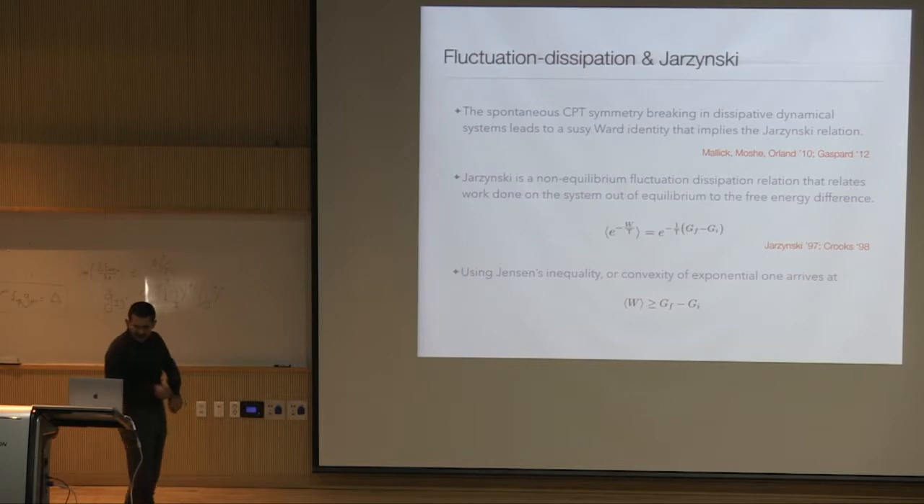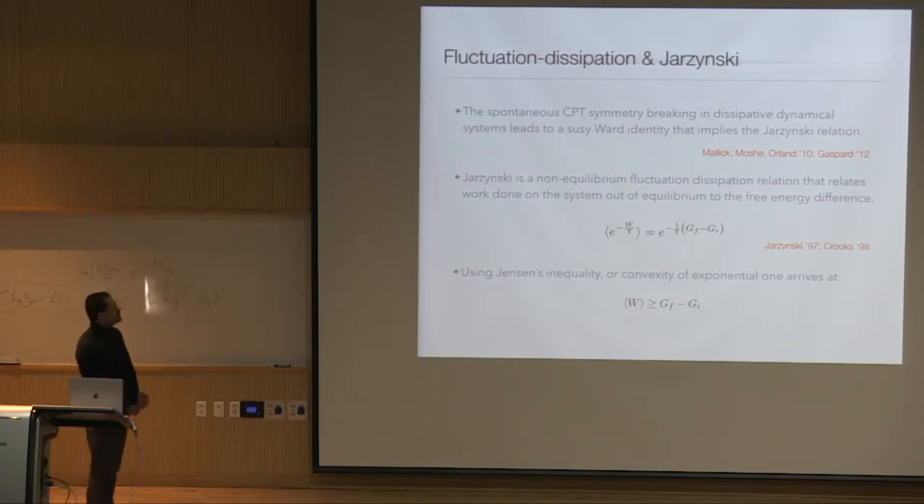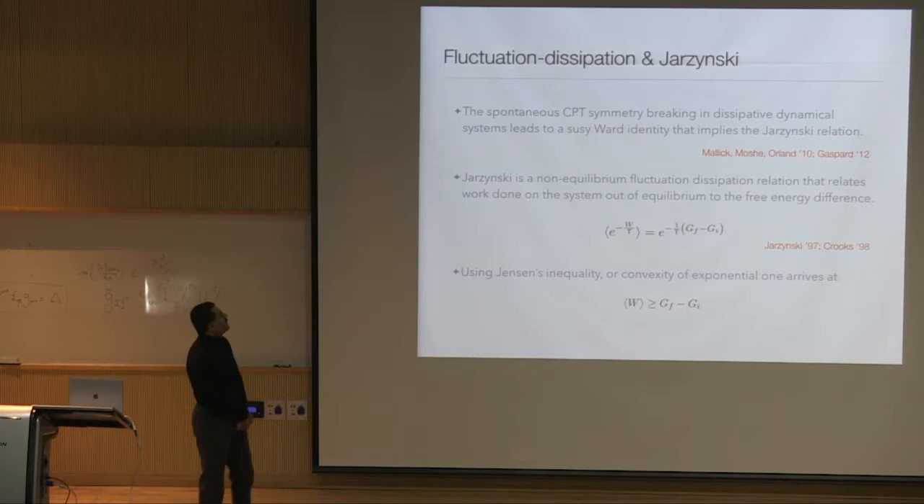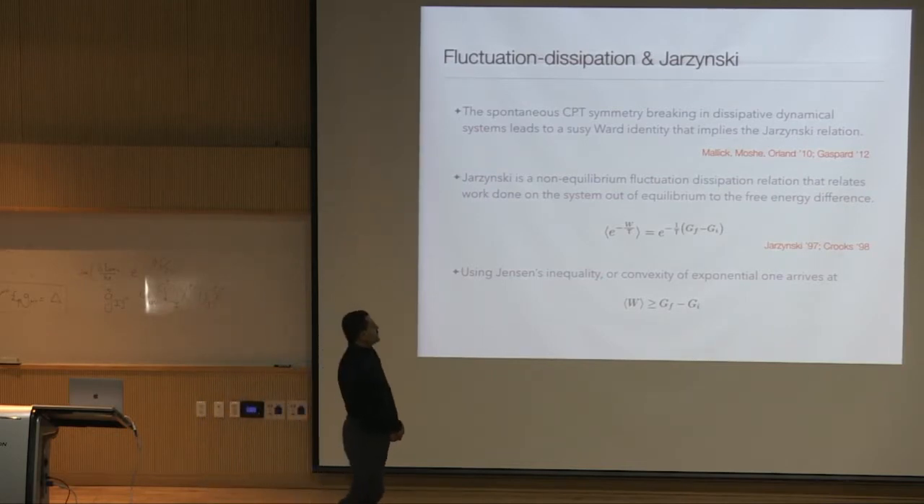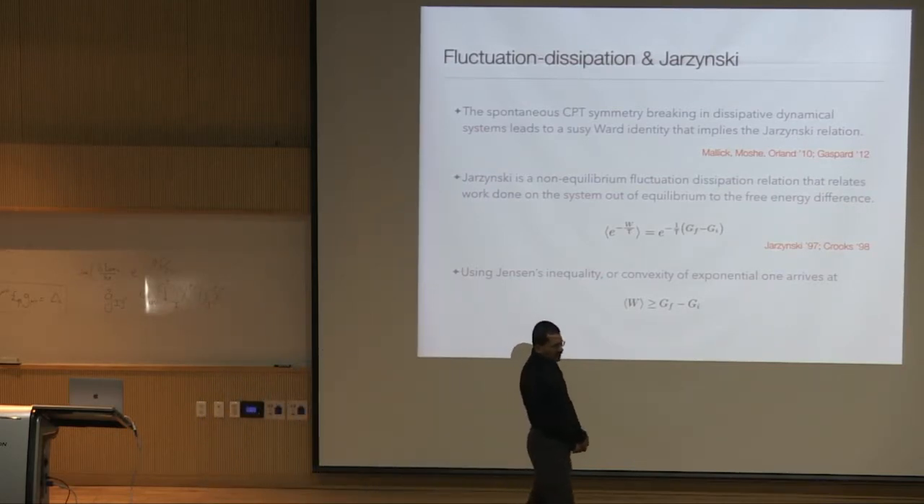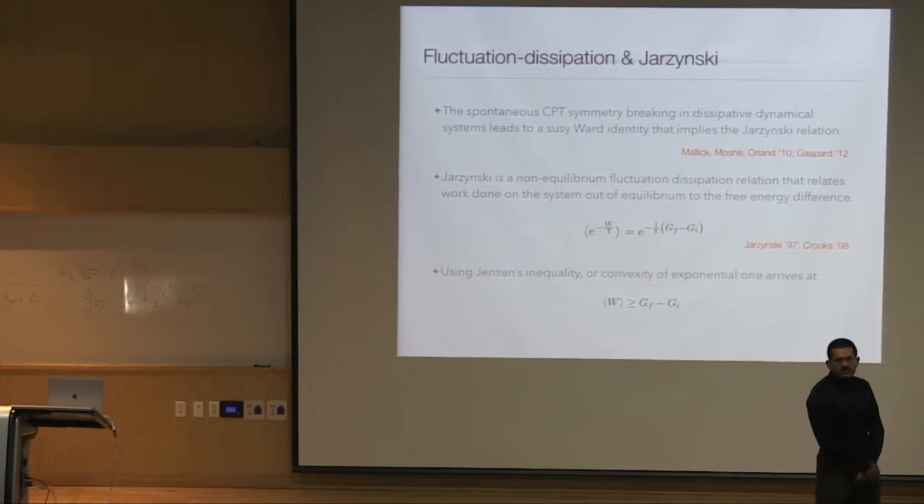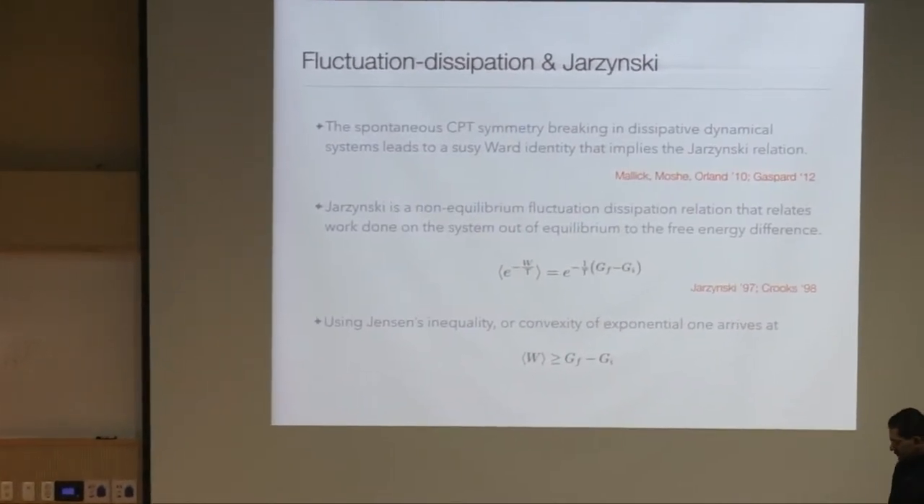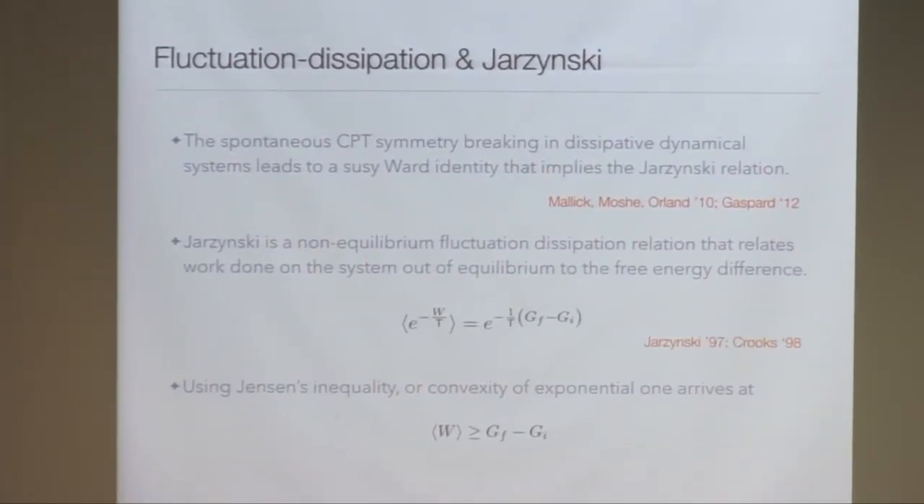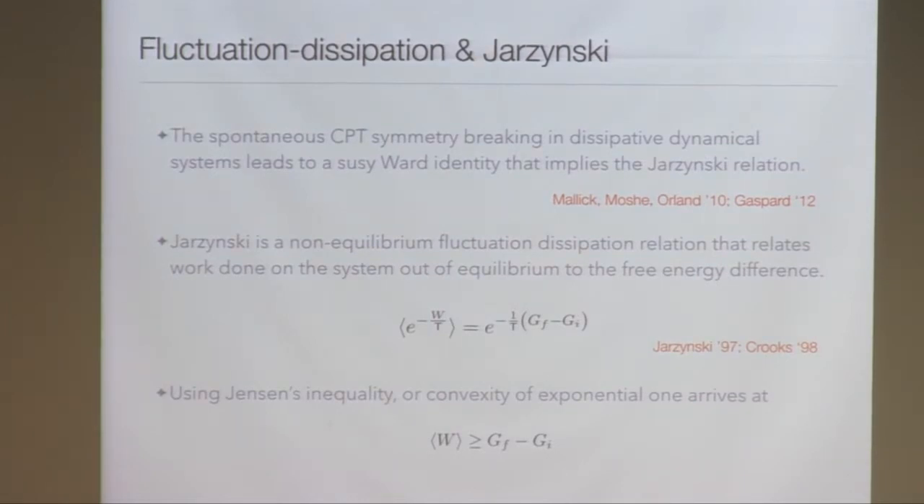There's one other thing I can say, which I'll just flash through, which is that this spontaneous symmetry breaking of CPT leads to a Ward identity for the symmetry breaking, like the London equation you get in superfluids, in superconductors, which gives you something called the Jarzynski relation. Now, for those of you who might not have heard of the Jarzynski relation, I want to say this simply because I think the Jarzynski relation is one of the most interesting aspects in statistical mechanics in the last century.